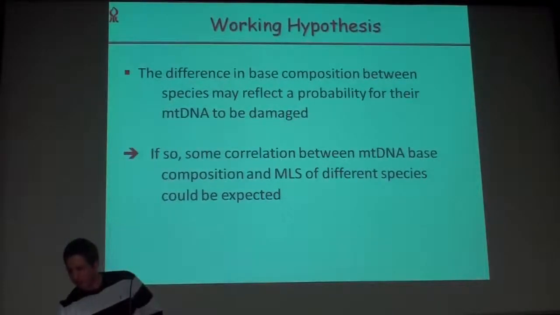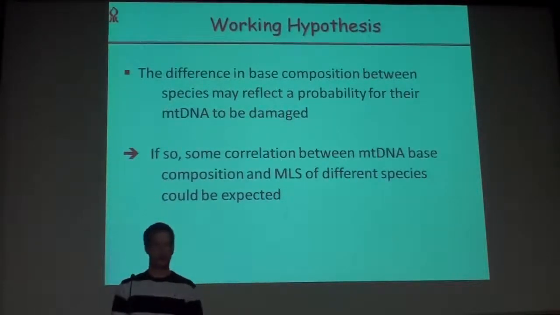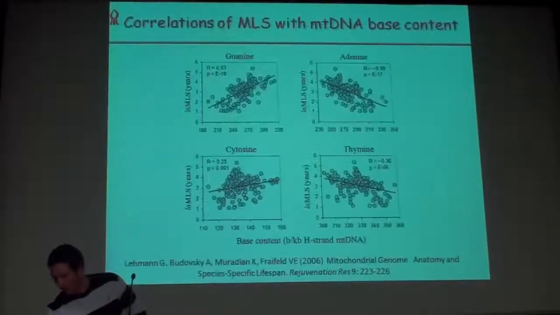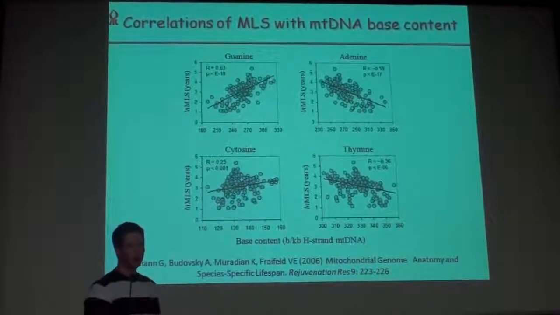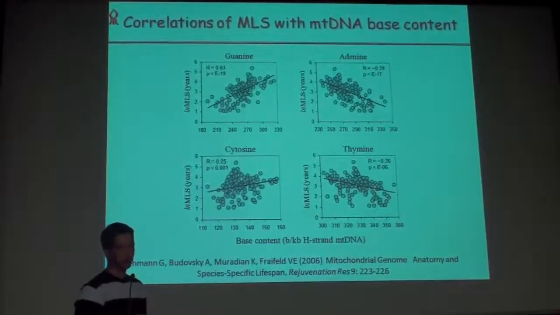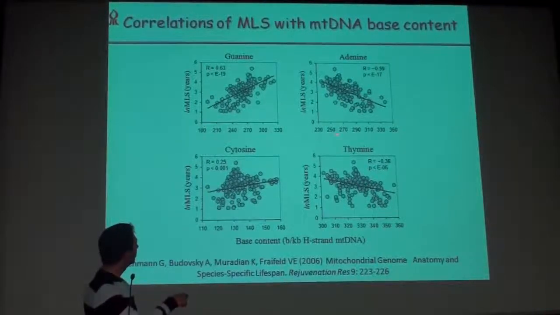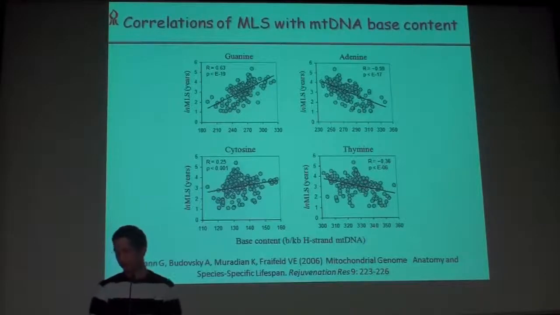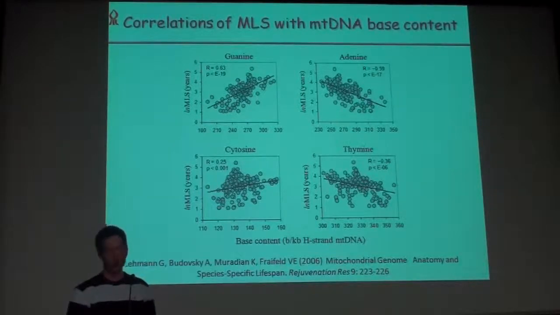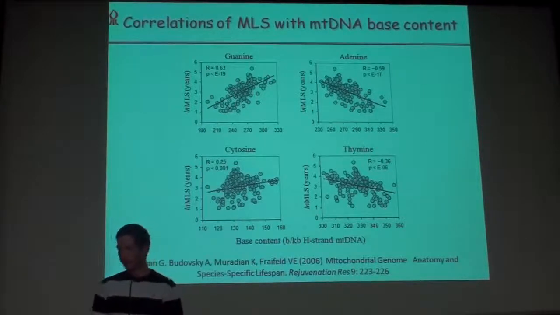Okay, this is the hypothesis that the difference in base composition may reflect some damage that occurs to the DNA, and this is the result. As you can see, it's quite striking and very much unexpected, I would say, because even we didn't expect that high association between the mitochondrial DNA base composition for adenine, guanine, cytosine, and thymine, and the lifespan at the y-axis.